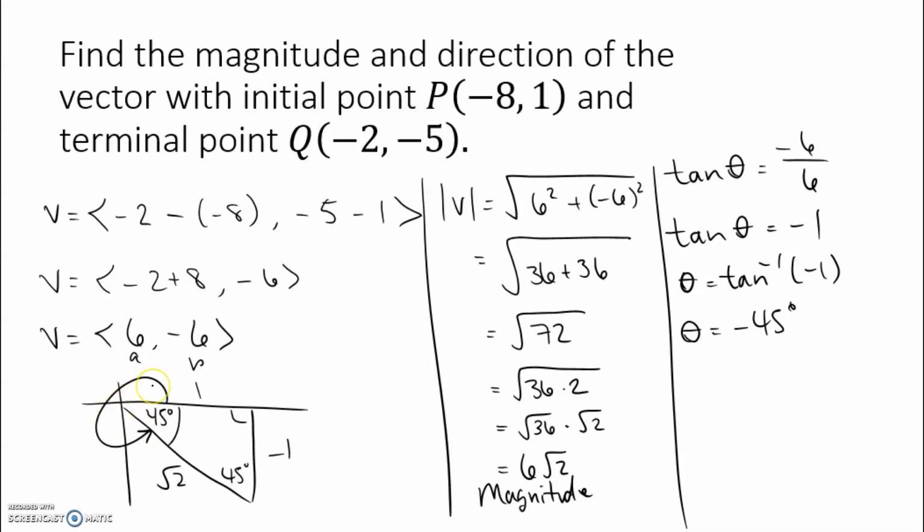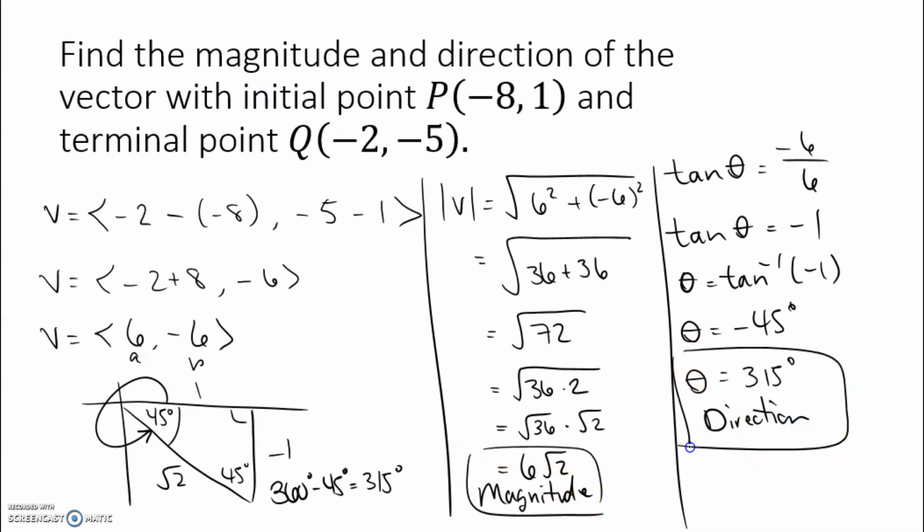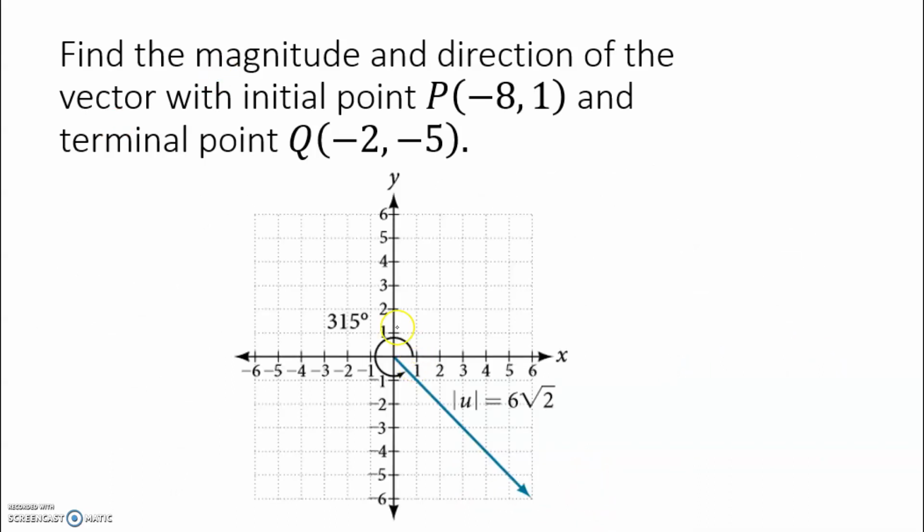In order to get that, what you would do is 360 minus that 45, which would give us 315. That's the angle that I need to use. So this is the direction of our vector. So here's our magnitude, and here's the direction of that vector. It's starting at the origin, it goes out 6 times the square root of 2, and in order to navigate where that needs to go, what direction, it would be 315 degrees.